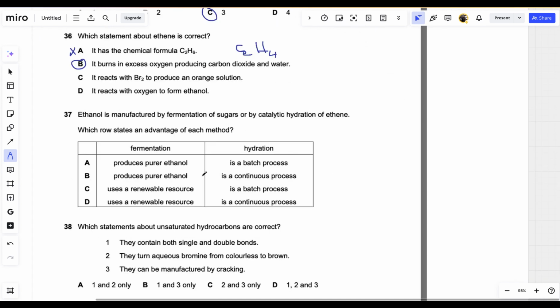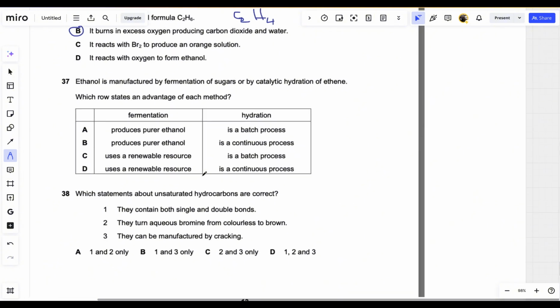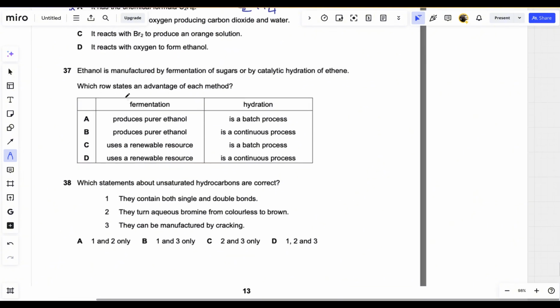Now we go to question 37. Ethanol is manufactured by fermentation of sugar or by catalytic hydration of ethene. If you go and brush up your notes, if you're at this IGCSE level, you should have done these two methods of producing ethanol. Fermentation of sugar is a biological process, while catalytic hydration of ethene is a chemical process. Fermentation is a slow process, and this is a fast process.